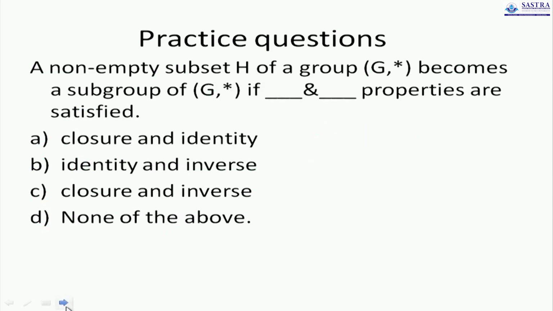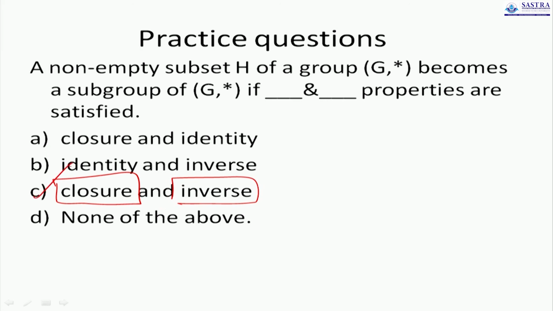Alright, a non-empty subset H of a group (G, star) is called a subgroup if two properties are satisfied. We learned this under the heading of the two condition test. As long as you have a non-empty subset of a group, you can show that it is a subgroup if you can verify only the closure and the inverse property. If only these two properties are met, it will obviously mean that the subset actually forms a subgroup.